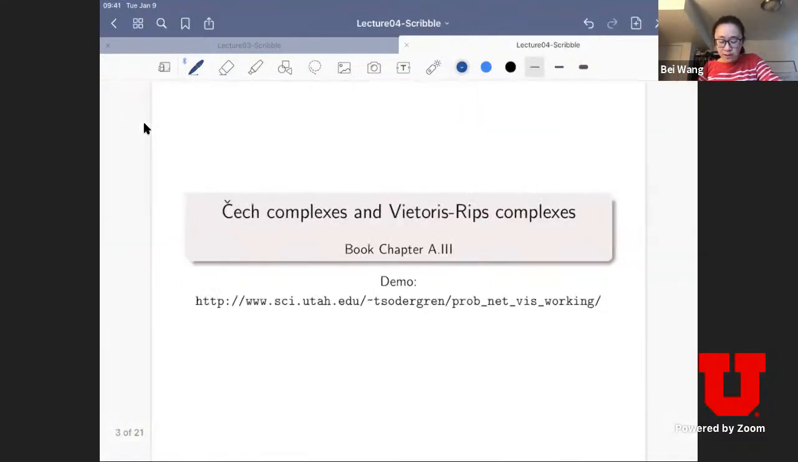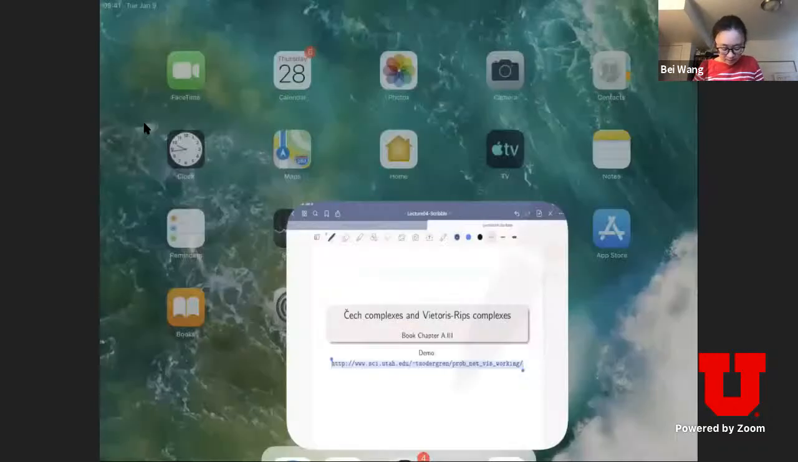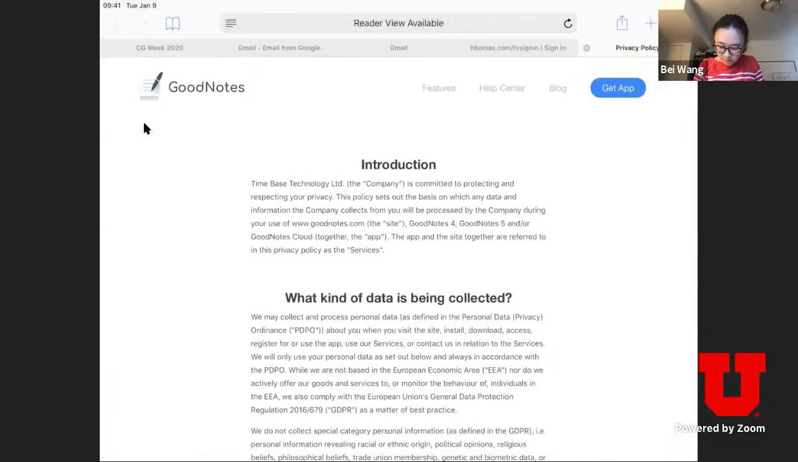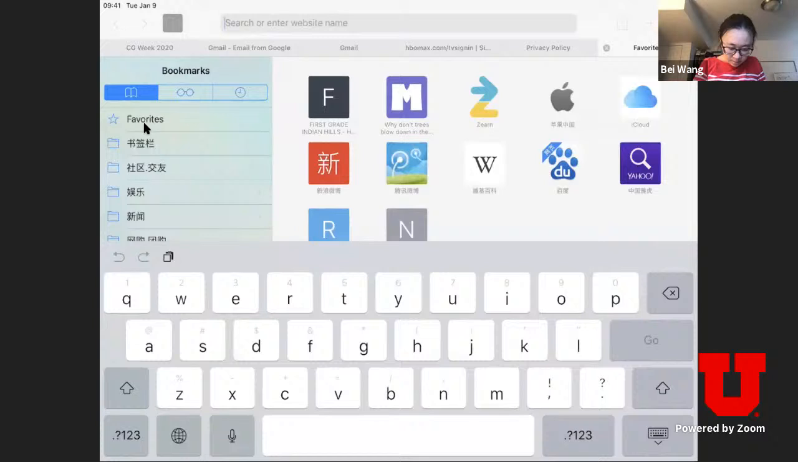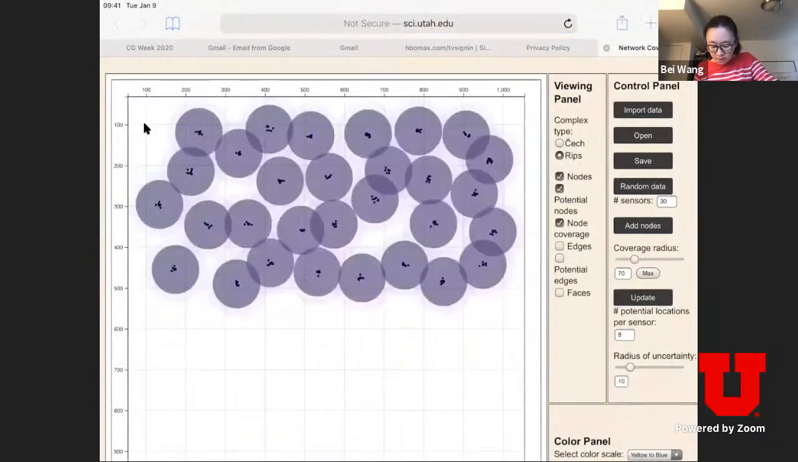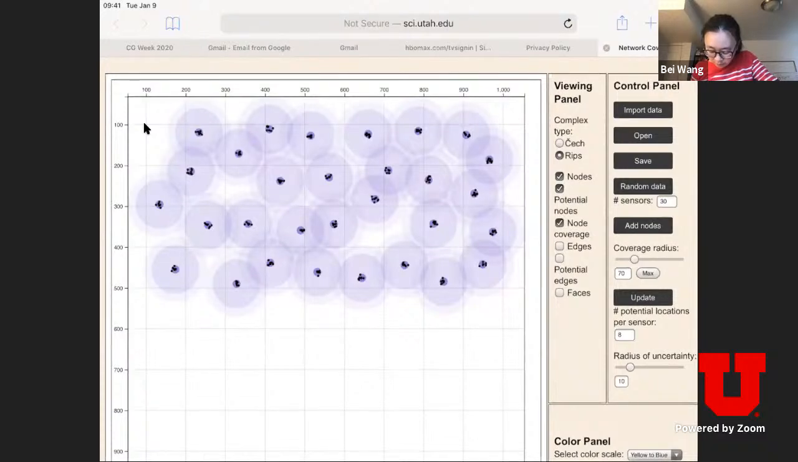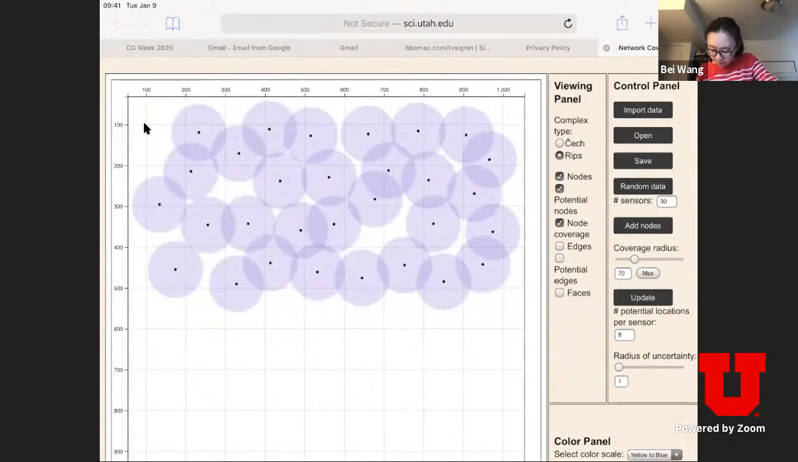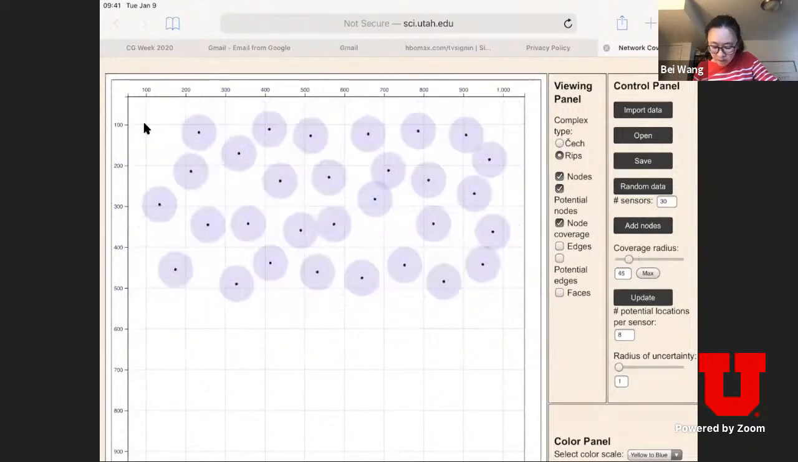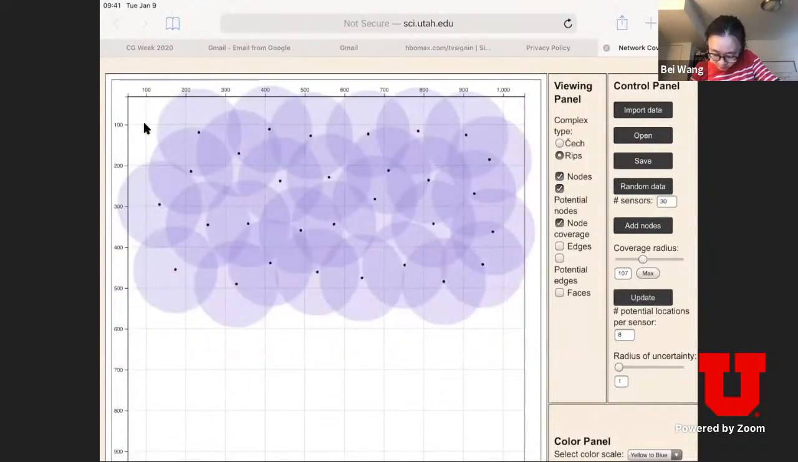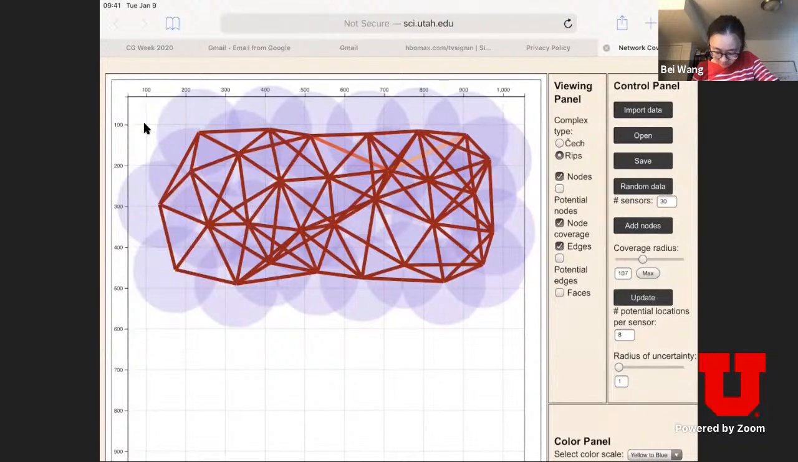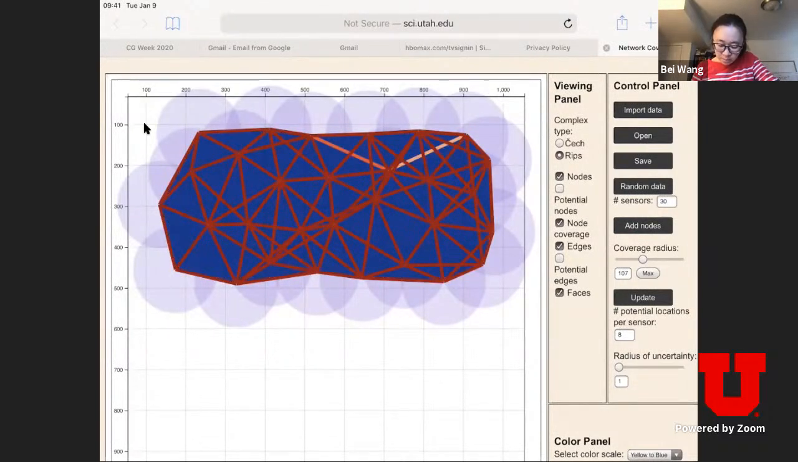But if you feel like it, you can now click on this. Well, this click doesn't work. Copy. You can play with a demo of this. This is slightly more complicated. You can reduce the radius of uncertainty. So now this is a disk scenario, and you can change the radius here. I'm using my hand, so it's a little bit tricky. But then you can play with showing the nodes and showing the edges and showing the faces, okay? And then now you can switch between Čech and Rips.